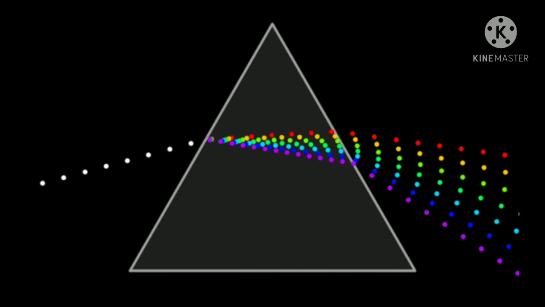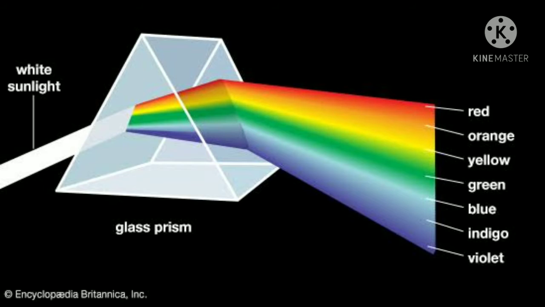So this is an acronym, VIBGYOR, that is violet, indigo, blue, green, yellow, orange and red. Now this band of colors, what happened? They are split. These are the component colors of light split, and this is called the dispersion.